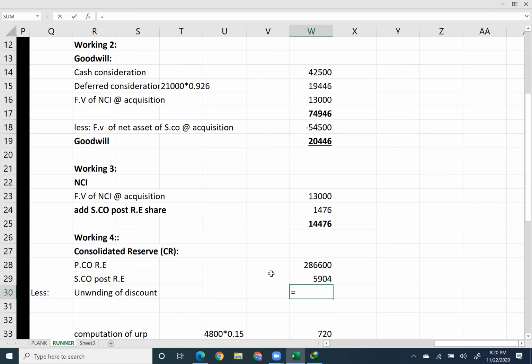Here in this question, there is only 1 year. There is 1 year gap between the payment date and the acquisition date. So just simply take the difference of 21,000. Simply take the difference of 19,446. 19,446 minus 21,000. You will get a negative expense. And yes, we want a negative expense. Okay. So that's your consolidated reserve done.